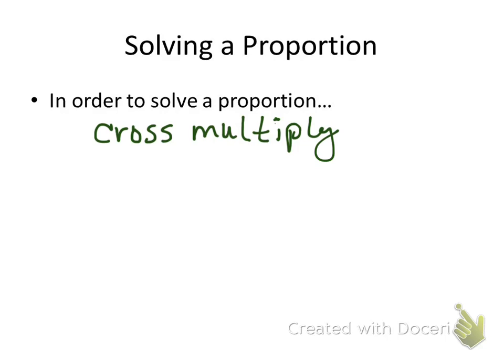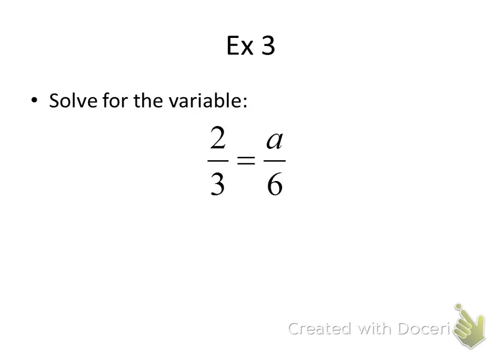So now we're solving a proportion. We're not determining if two ratios are proportional. We're not trying to see if those are equal. We have to find the missing number. There's my missing number. So example number 3, you need to write down 2/3 equals A over 6. These are two ratios. I do not know what my number is. So I need to cross multiply and solve.